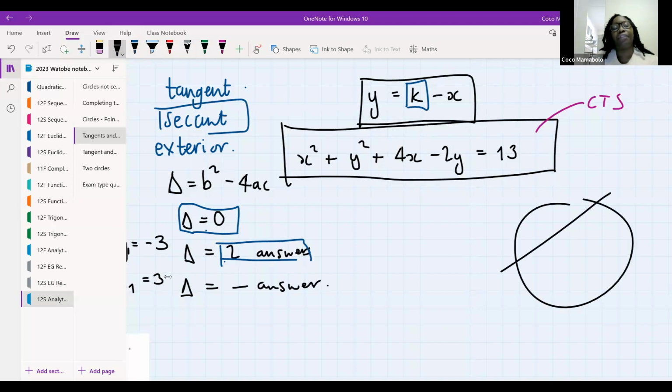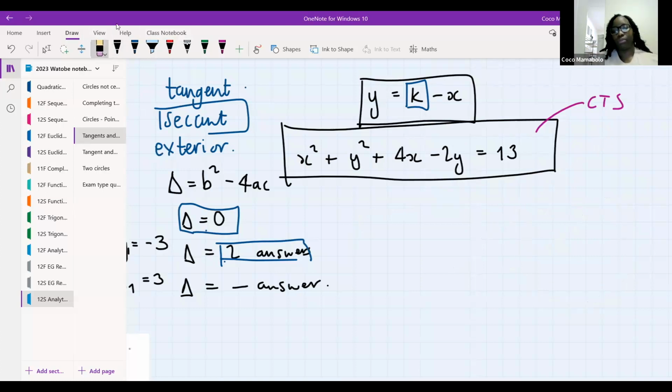But if we can't find a value for k, so if k now starts giving us a negative value underneath the square root for the answer, then we know that it's exterior and they don't actually cut each other. Okay, are you getting what I mean by that? Yes, I do. Thank you very much, ma'am.